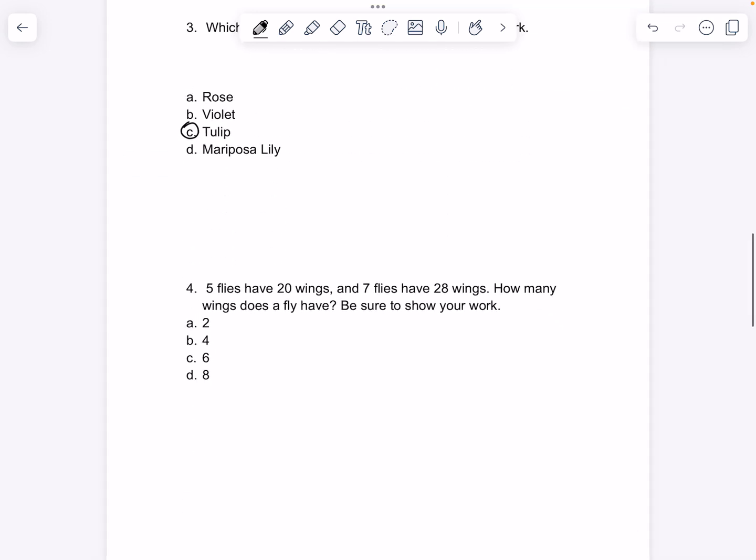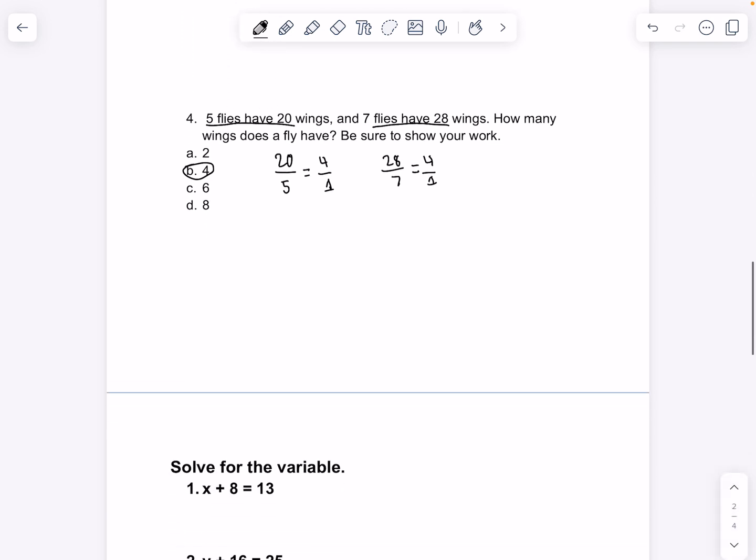And for number 4, there are 5 flies that have 20 wings and 7 flies have 28 wings. How many wings does a fly have? So here we can see that there are 20 wings divided by 5 flies. So that will give us 4 wings for 1 fly. And we do the same for 28 and 7. There are 28 wings and 7 flies. So that will give us 4 wings per 1 fly. So our answer is B. A fly has 4 wings.